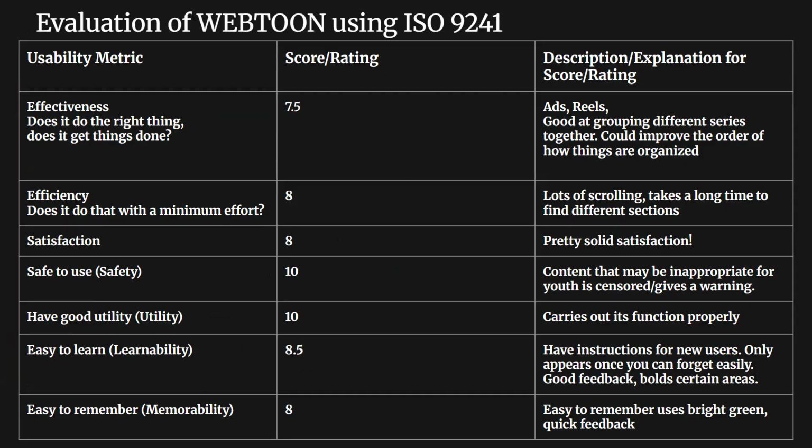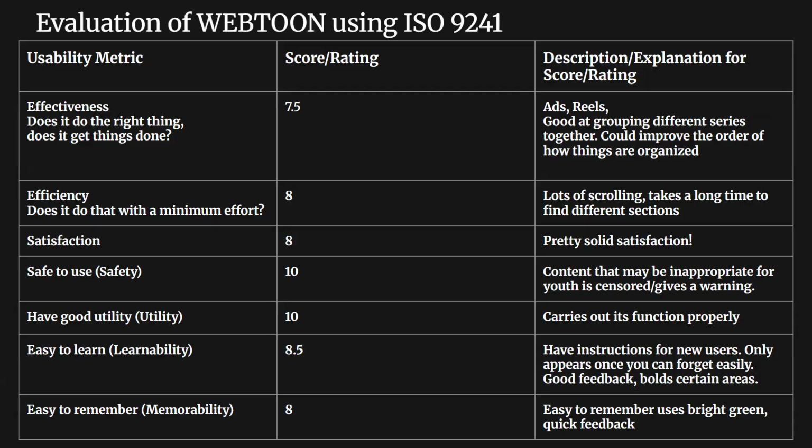Efficiency, I would say 8 because there's lots of scrolling. It takes a long time to find different sections because of how much content it bombards users with. By grouping it and making it less overstimulating, it would be better for users to get access to different genres and scrolling down. Satisfaction 8, they're pretty okay besides the ads and reels.